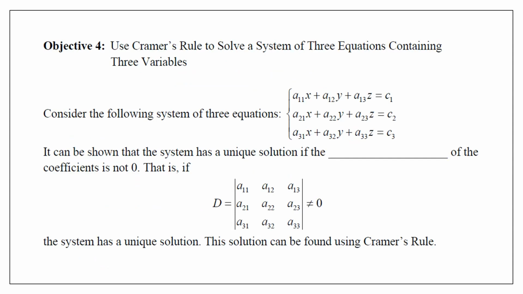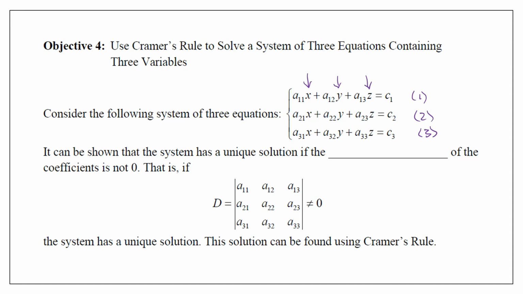All right. Objective 4. We are going to use Cramer's rule to solve a system of 3 equations containing 3 variables. So we're going to consider first the following system of 3 equations. Note that we have 3 variables and we have 3 equations. It's a requirement for Cramer's rule.